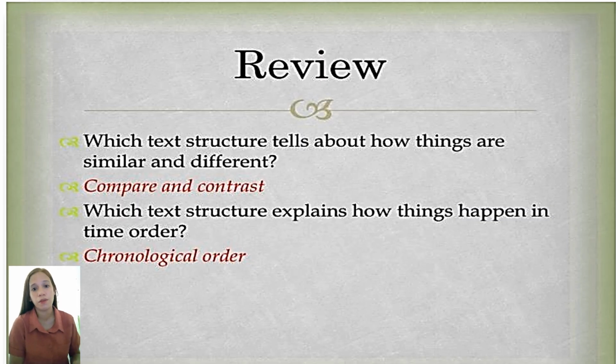Let's review our past discussion. So which text structure tells about how things are similar and different? That is what we call the compare and contrast text structure. While on the other hand, the text structure that explains how things happen in time order refers to the chronological order text structure.